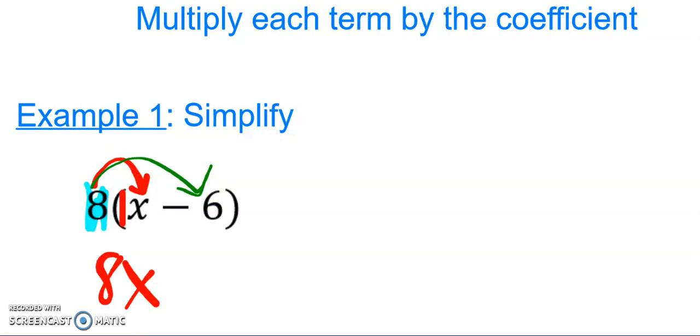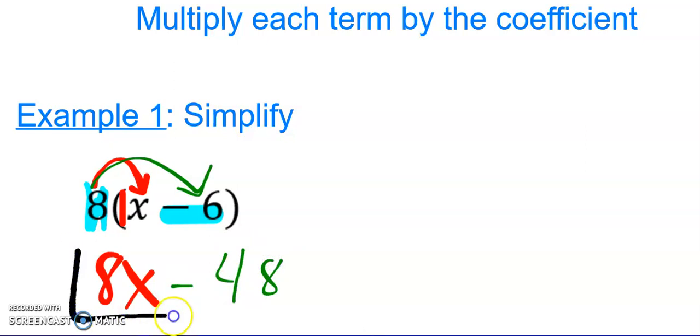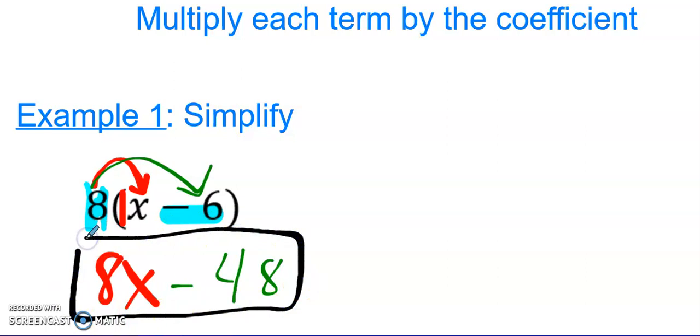We're also going to do 8 times this minus 6. So we're going to take this minus 6 and use that as if it's a negative. So we're going to say 8 times negative 6. Well, I know 8 times negative 6 is negative 48. And I multiplied the coefficient by each term. There's my final answer, 8x minus 48.